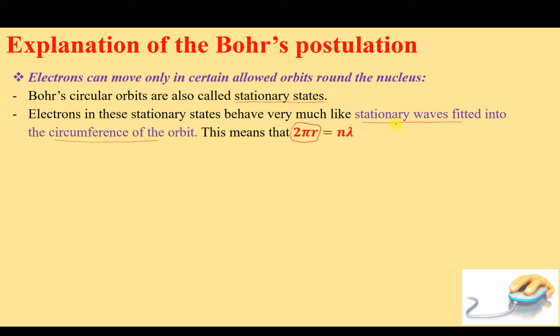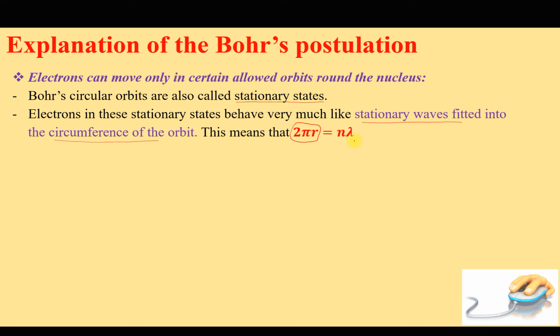And of course, when we have a stationary wave being formed, we have interference of waves and 2πr equals nλ, where r is the radius of the orbit and λ is the wavelength of the electron wave, because we are assuming that the electrons are moving around the nucleus in what we are calling stationary states, and they are behaving as if they are stationary waves which have been fitted into the circumference of the orbit. If you recall your AS physics, stationary waves do not transfer energy. Similarly, when electrons are in these stationary states, they do not give out energy at all.